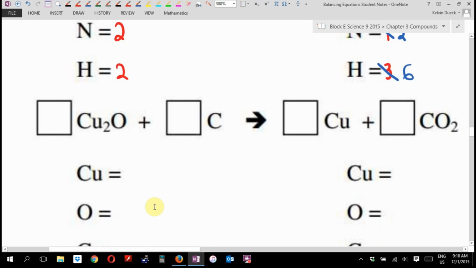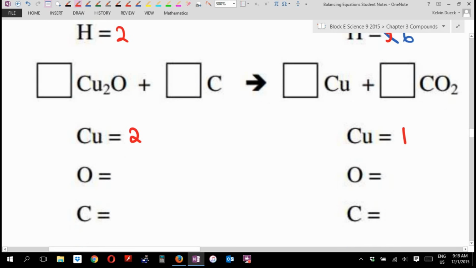Cu2O plus C. So copper, which copper? I think that's copper 1 oxide plus carbon gives copper plus, oh, what's CO2 called? Yeah, carbon dioxide. Okay. Start out by listing. How many Cus? 2 and 1. How many Os? 1 and 2. How many Cs? 1 and 1.